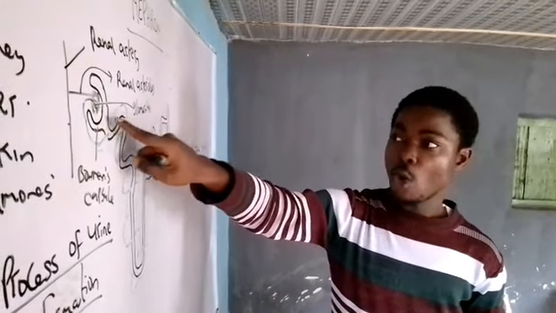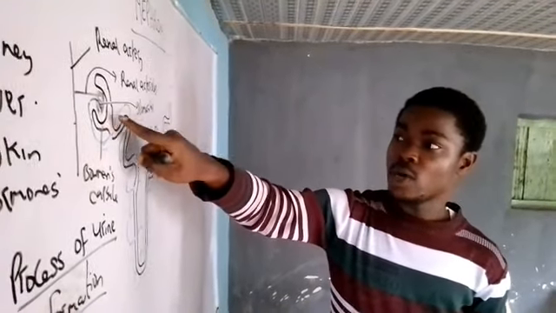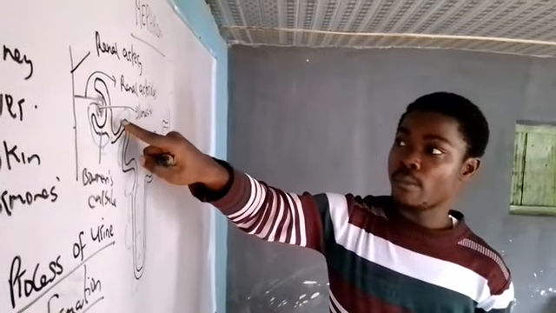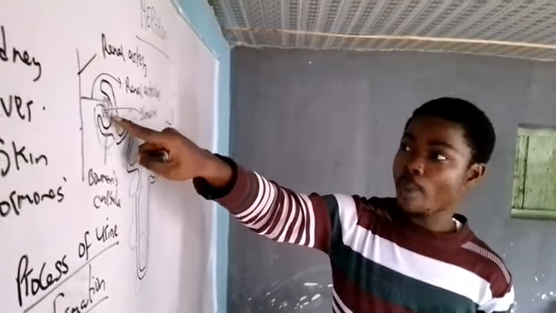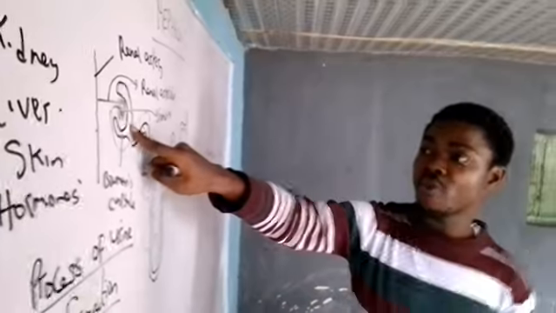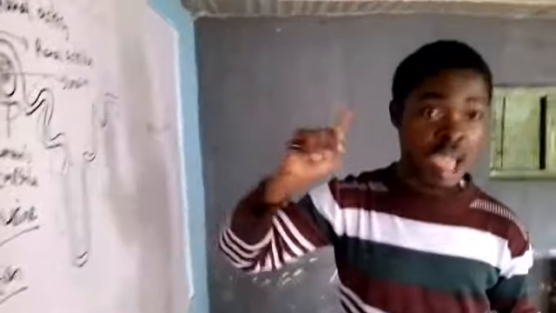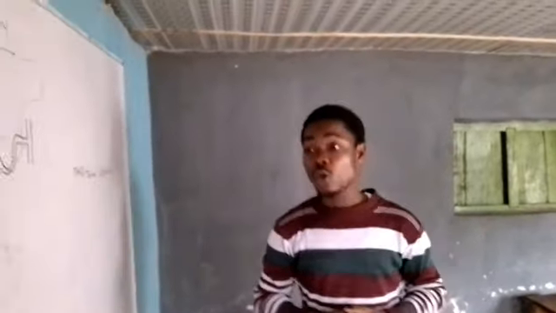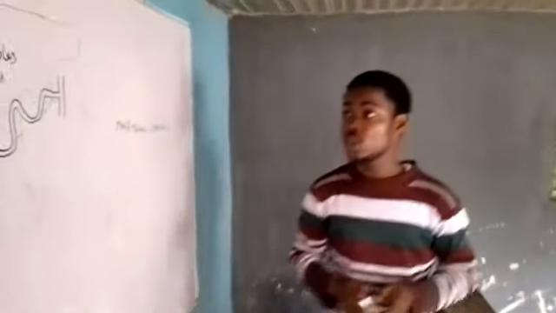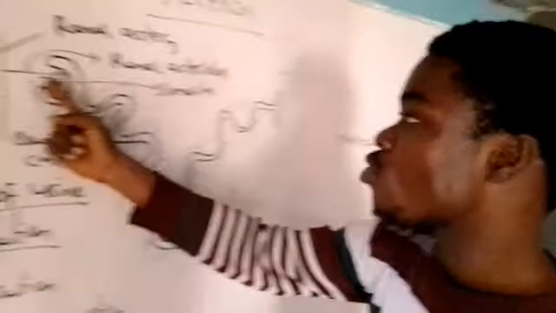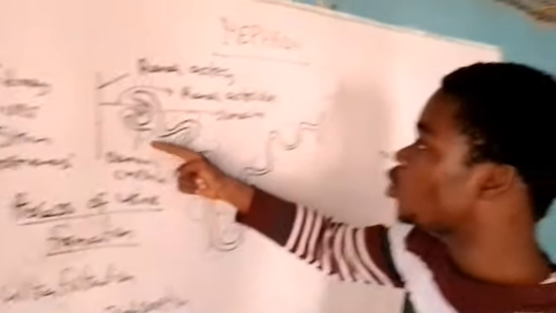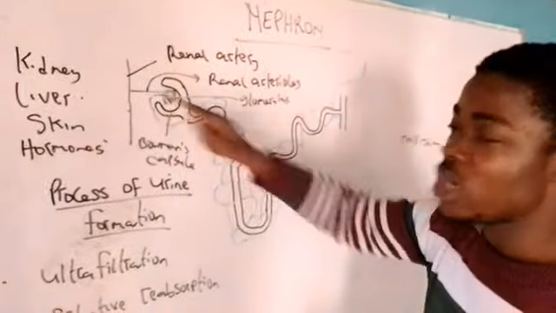Don't forget, most proteins, glucose, mineral salts, they all pass through the one cell thick wall and move into the capsular space. So why? Because the blood entering is at high pressure. Another factor that is also responsible for ultrafiltration is that the blood vessel leaving the glomerulus is narrower than the one entering it.